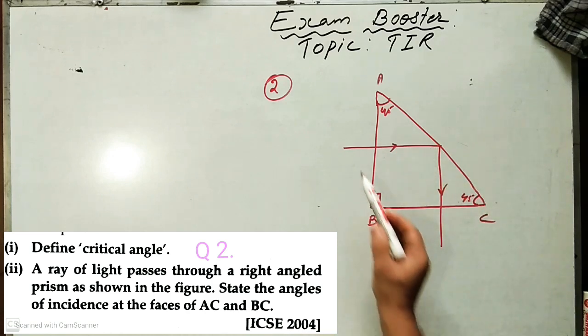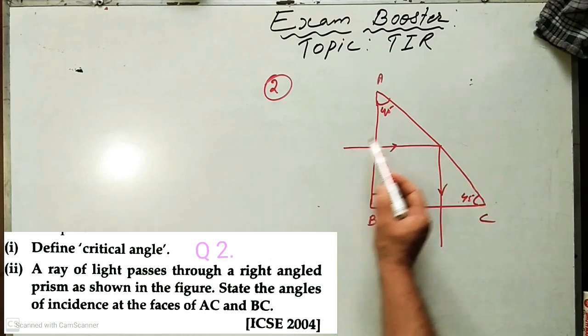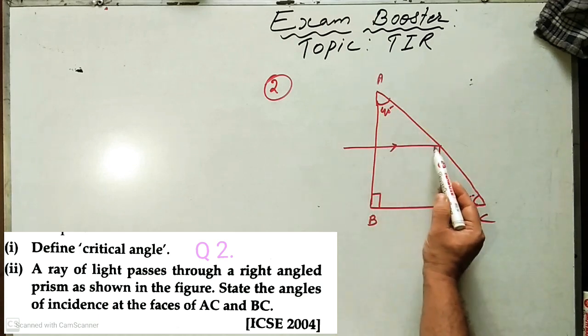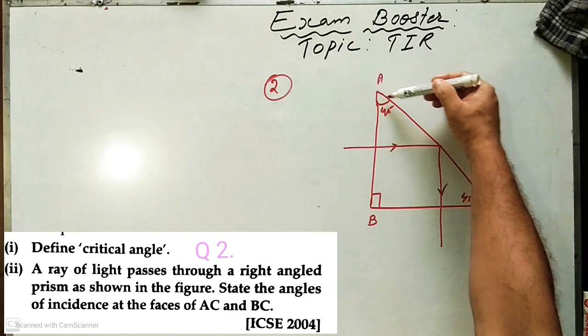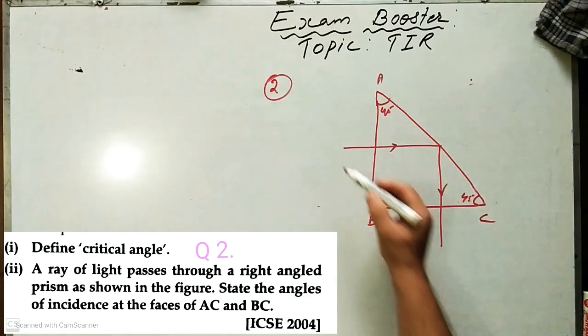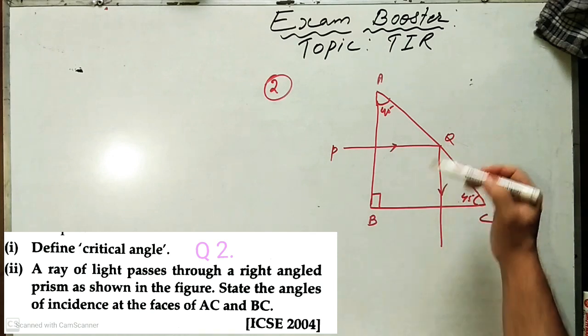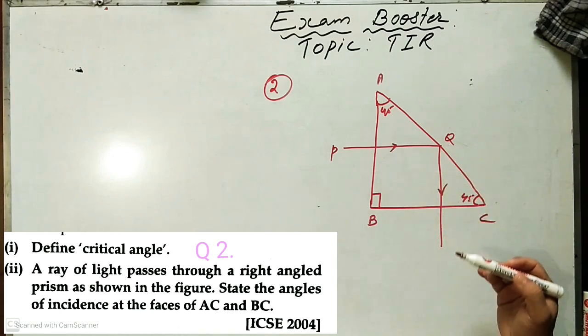So a ray of light falling on the surface AB passes undeviated for normal incidence and strikes the surface AC. So PQ is the incident ray. We don't know the angle of incidence. With the help of geometry, we have to find out the angle of incidence.